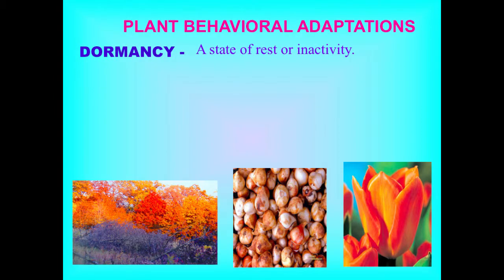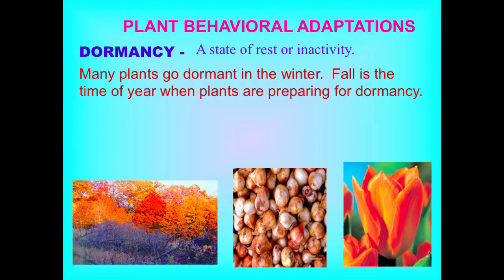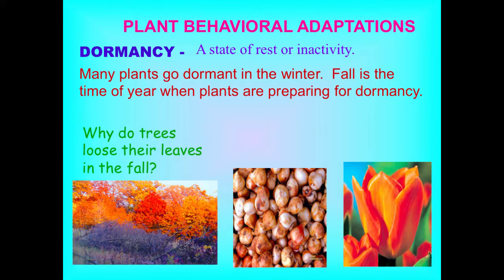So another plant adaptation is that they can go dormant, which is a state of rest or inactivity. As the colors change, and we talked about the leaves falling off, once all the trees are bare and gray in the winter, they're dormant. Fall is the time of year when the plants are preparing for that. They're dropping all their seeds, putting all the seeds they can on the ground so that new plants can be formed in the spring.